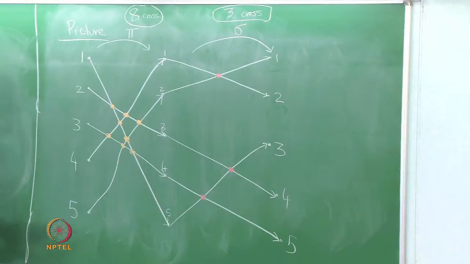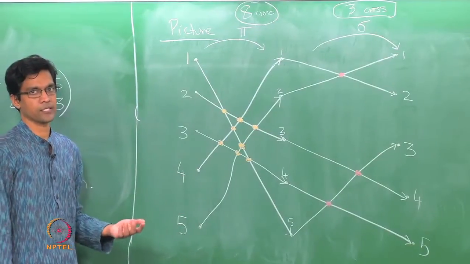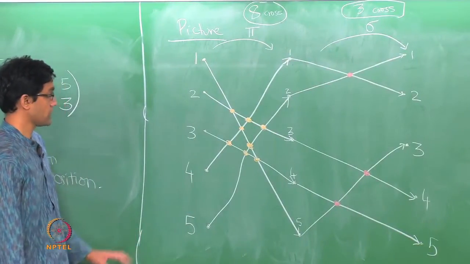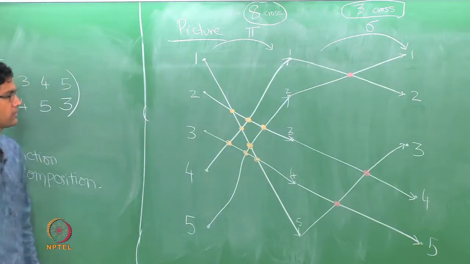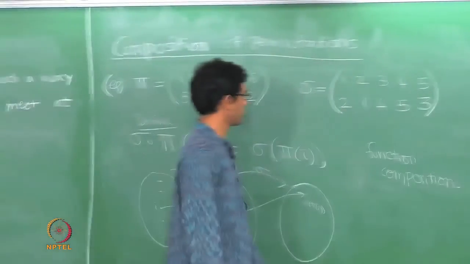Now we just talked about the oddness and the evenness. So 8 crossings means pi is an even permutation, and 3 crossings would make sigma an odd permutation. Now let us look at the composition. That is really where these diagrams become very interesting.